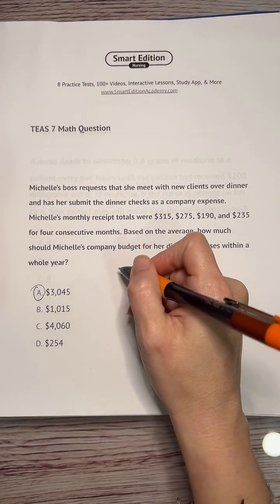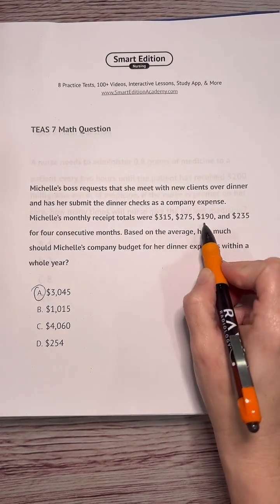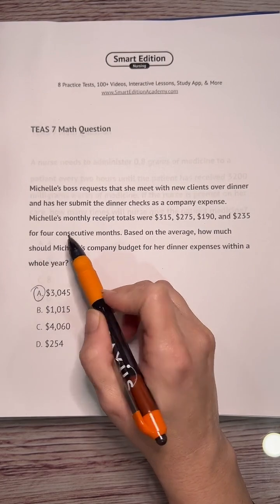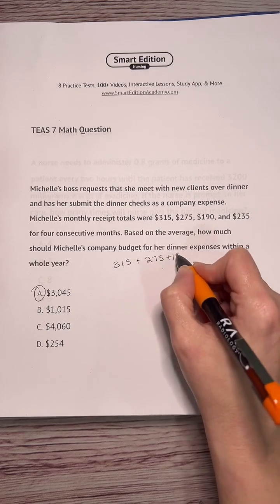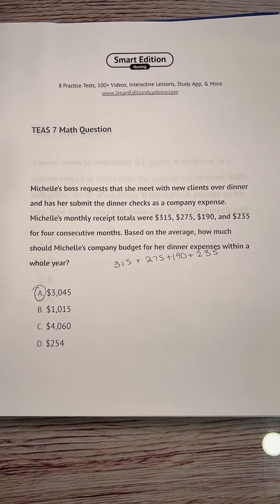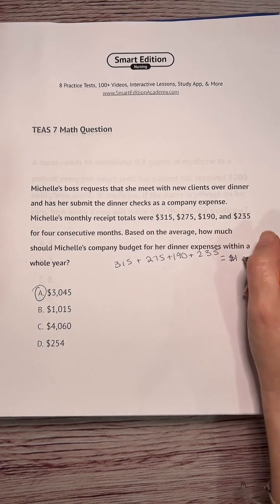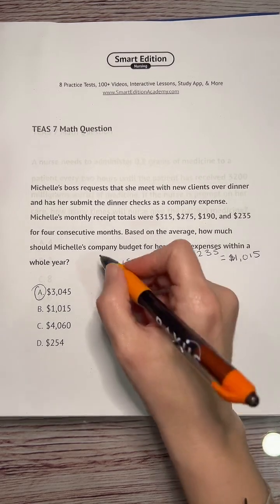So the first thing that we're going to do to solve this problem is add 315, 275, 190, and 235. Those are the monthly receipt totals for 4 months. So we've got 315, bam, 275, bam, 190, bam, 235. I don't know where she's going to eat because it's expensive out here. I don't know how many meetings she's having. Or she's taking them to Denny's. I don't know where she's taking these people, but nonetheless, I digress. So in 4 months, she has spent $1,015.